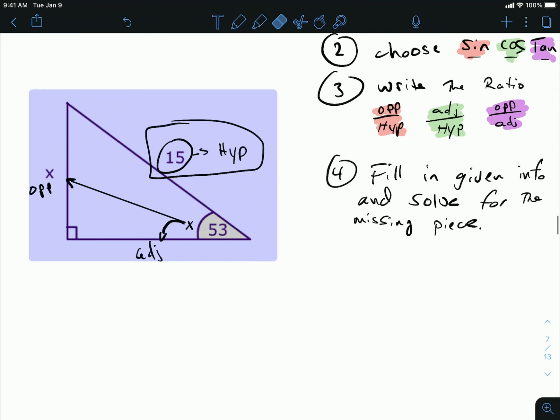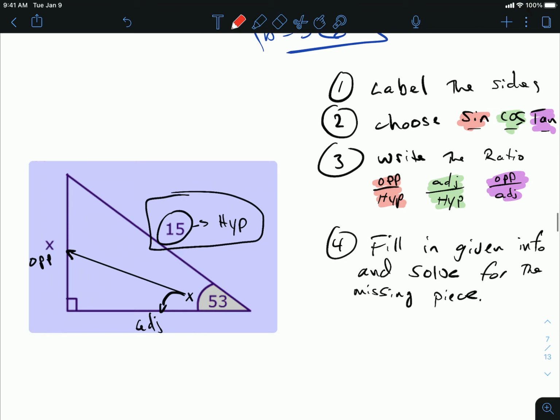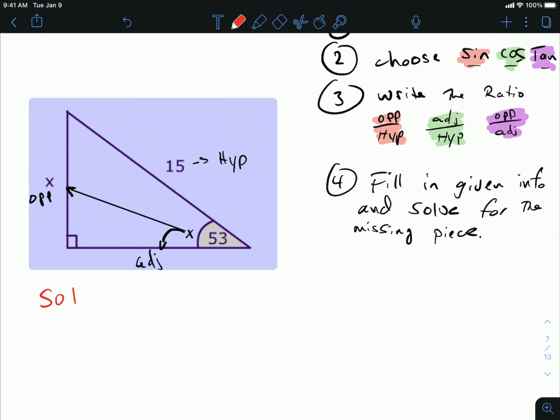So we've now taken care of step 1. We've labeled the sides, right? We know what's what. We need to now choose sine, cos, or tan. Well, step 2 says make a decision. So let's write our little acronym here. SOHCAHTOA. You need to pick which of these three you're going to use, right? Remember, O is for opposite, H is for hypotenuse, A is for adjacent, okay?